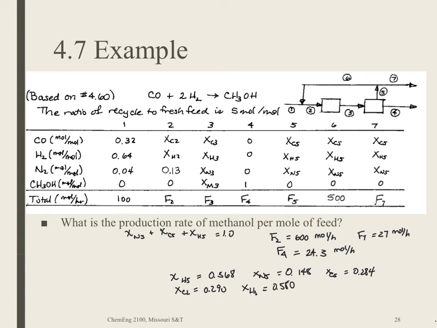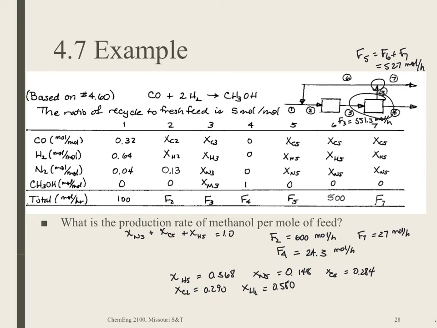Okay. So now to finish this, I still need to do some of the other balances, so I don't quite have everything known yet. But I'll do the split point. At the split point, F5 equals F6 plus F7. So F5 is 527 moles per hour. And I can do the separator. And the separator, well, I find that F3 is 551.3 moles per hour.